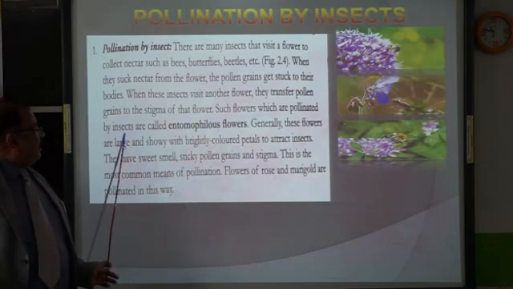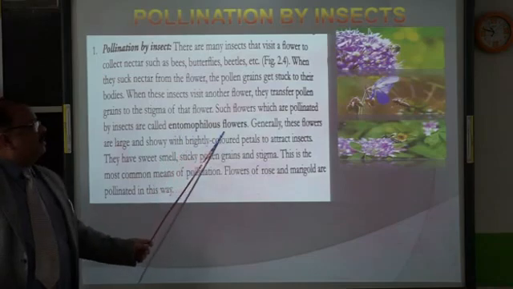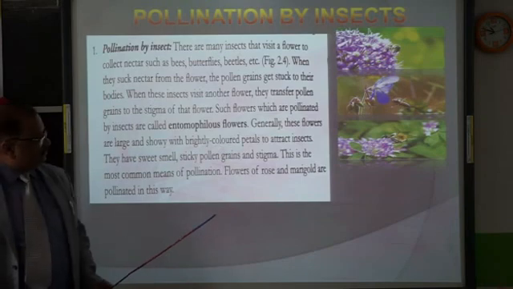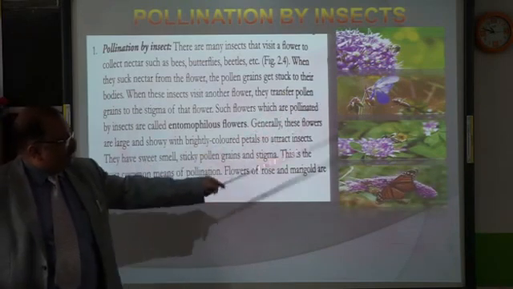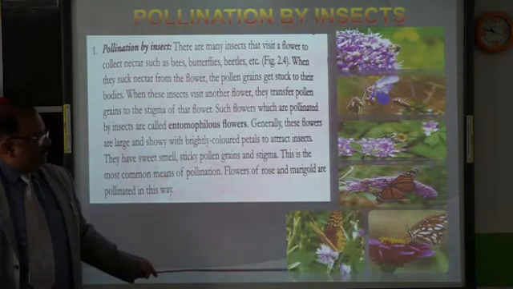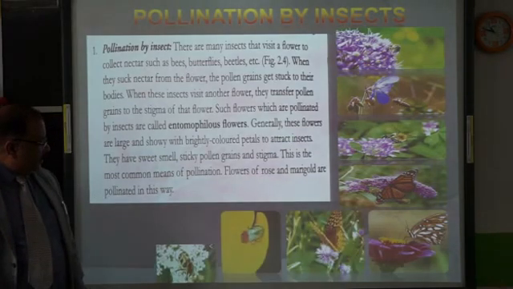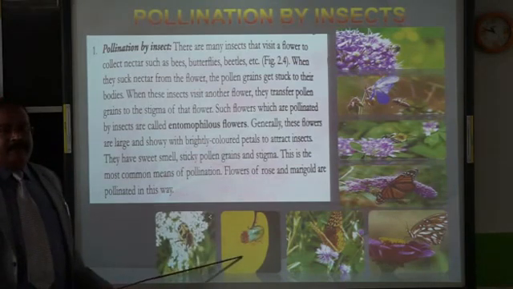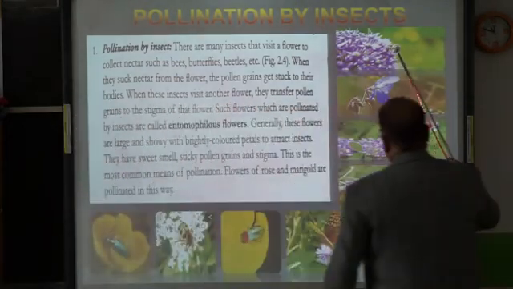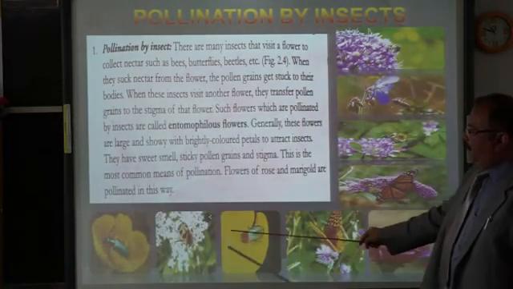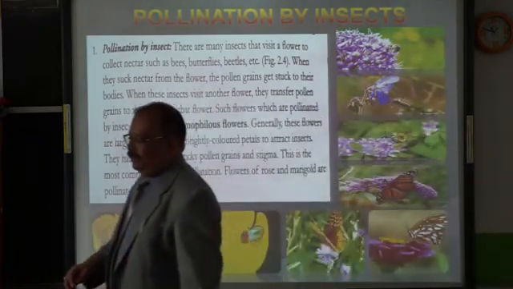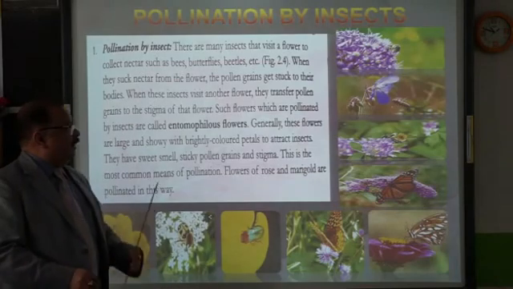Such flowers which are pollinated by insects are called entomophilous flowers. Entomophilous flowers. Now, as I told you, bees are there. You can see the butterflies also. So they also visit the flowers, and this you are very much familiar with. You play with this sometimes, right? The beetles. So look here, the bees, the butterflies, and the beetles. They are visiting the flowers to collect the nectar, to get the food.